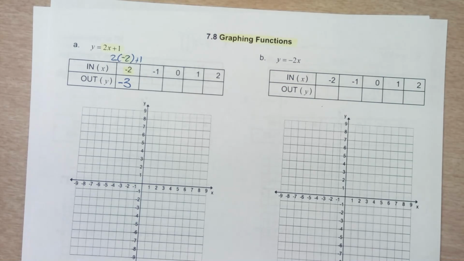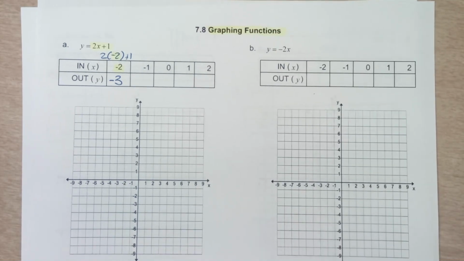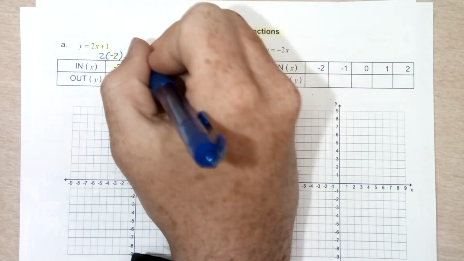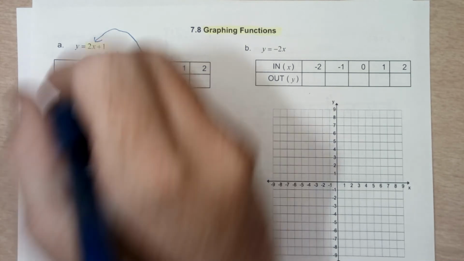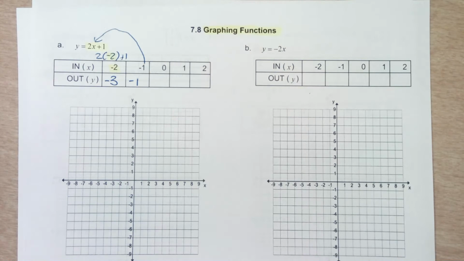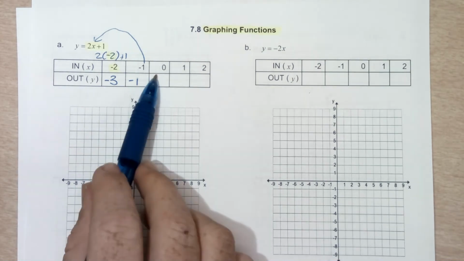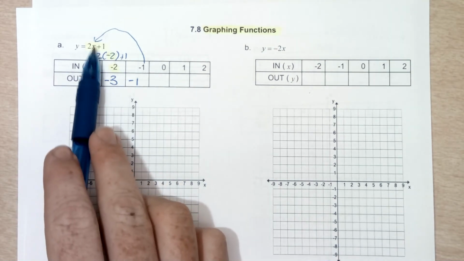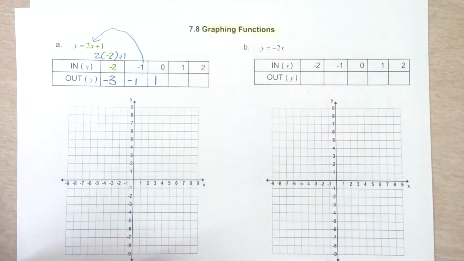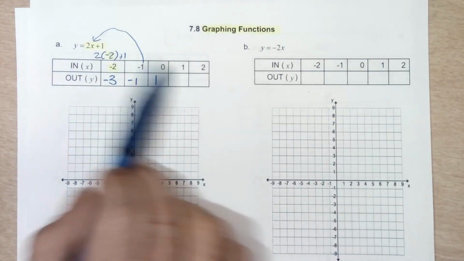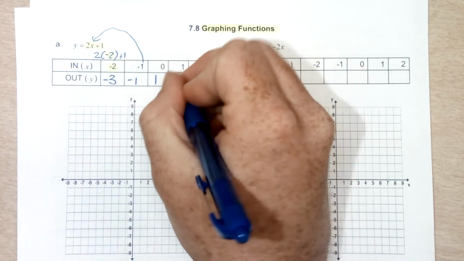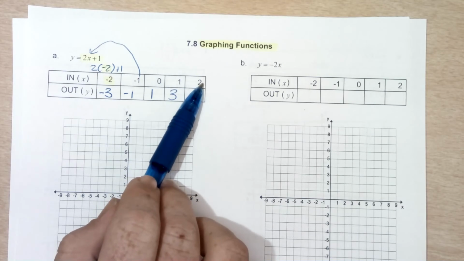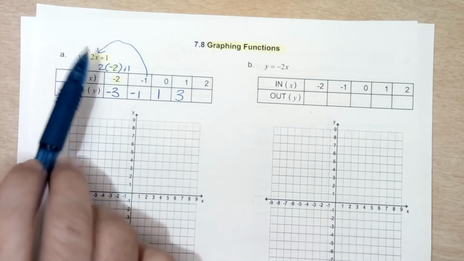Okay. We're going to do that same substitution for all of these numbers. So now we're going to sub in a negative 1 for x. So 2 times negative 1 would be negative 2. And negative 2 plus 1 is negative 1. If we plugged in a 0, we would get 2 times 0. That is 0. 0 plus 1 is 1. If we plugged in a 1, we would get 2 times 1 is 2 plus 1. 2 plus 1 is 3. And if we plugged in a 2, you would see that we would get 2 times 2 is 4 plus 1 is 5.